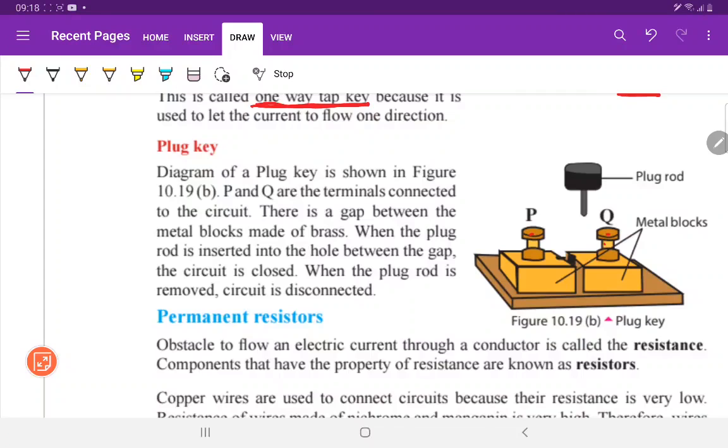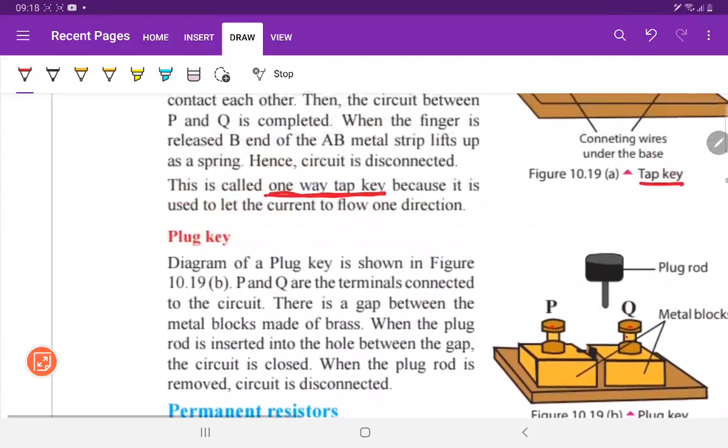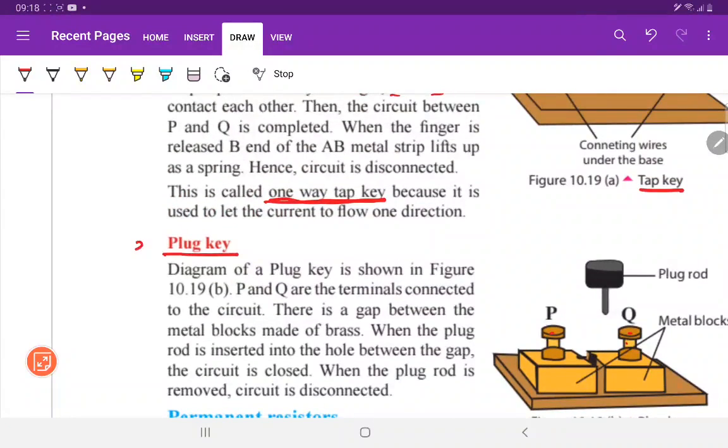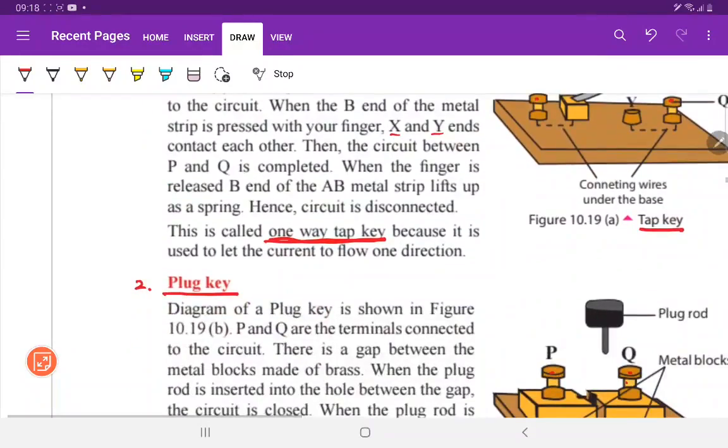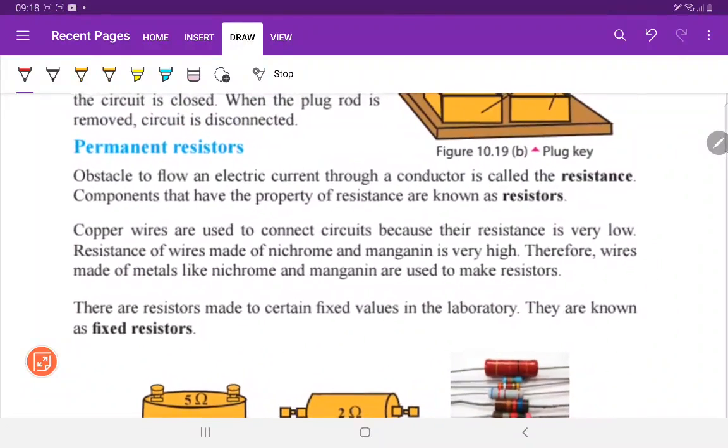So when the plug rod is removed, the circuit is disconnected. When the plug rod is inserted into the hole between the gap, the circuit is closed. So there are two keys we have studied: the tap key and the plug key, and the other one is permanent resistors. So through the keys we are also controlling the current. Now, if there are no keys, no switches, how can we control the current?